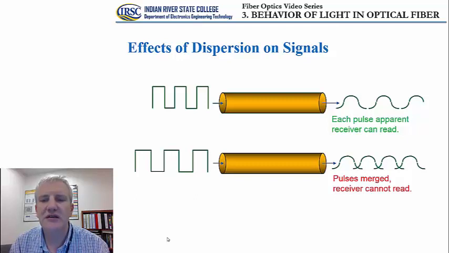So we see that here in the bottom case, the pulses are spread to the point where they start merging into each other, and that's going to ultimately cause problems at the receiver side. A receiver will not be able to read these pulses. In other words, we are going to have a certain loss of information. So this slide in a very clear way shows the effect of this dispersion on the signals as they are being transmitted along an optical fiber.